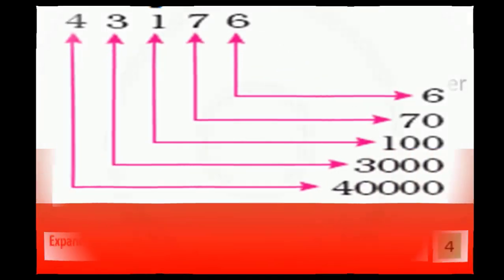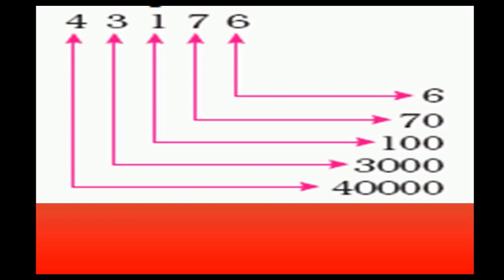Let's solve another example. We have another number. That number has 5 digits. We have a number 43,176. First of all, we will write their place values. Then we will write the place values by placing the addition sign. Dear students, we know here 4 is at 10,000 place, so the place value of 4 is 40,000. 3 is at 1000 place, so the place value of 3 is 3000.